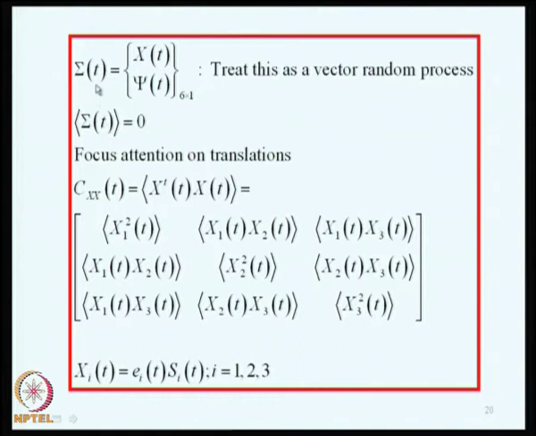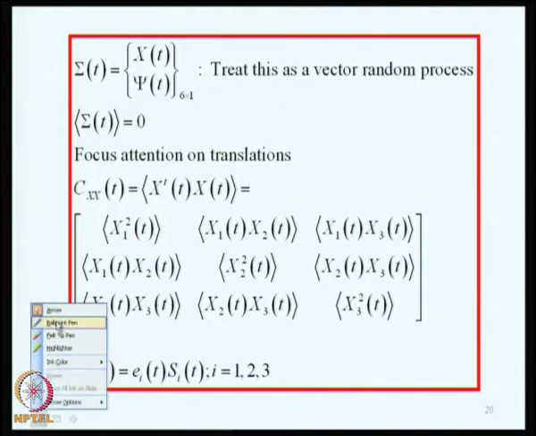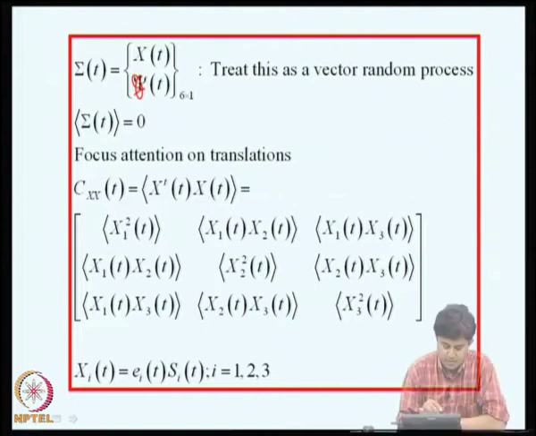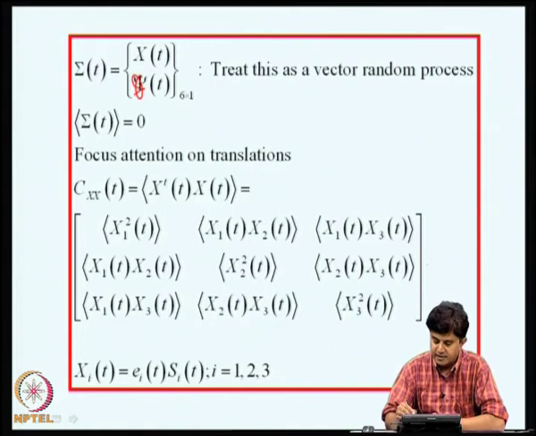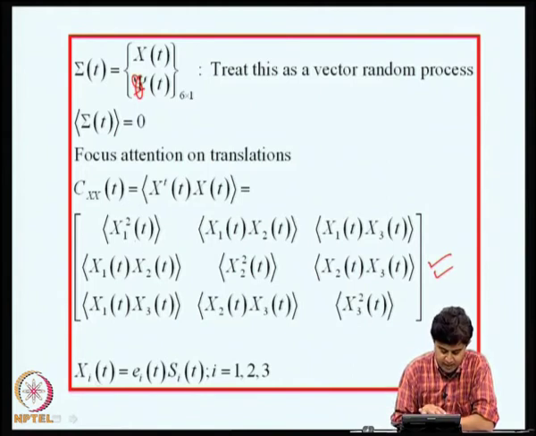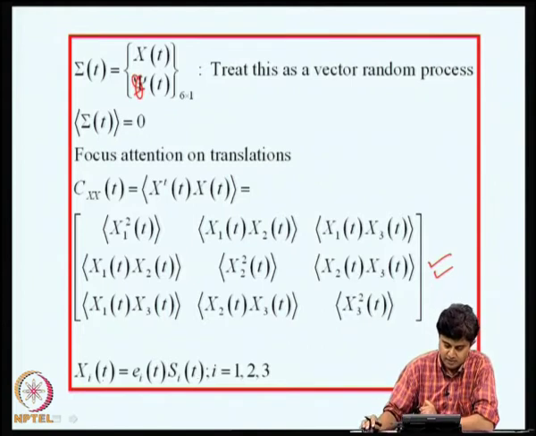So, a general approach would be to take x of t and psi of t to be a vector, say sigma of t, and treat this as a vector random process. The mean of this process we take to be 0, and suppose we focus attention on only translations, we can consider for instance the covariance at the same time t of these three components, and we get this 3 by 3 matrix which is symmetric. We could model each component x1, x2, x3 as a non-stationary random process Ei of t into Si of t, where i runs from 1, 2, 3. Ei of t is the deterministic envelope which imparts the non-stationarity trend to the signal, and Si of t is a stationary random process which has the requisite frequency contents observed in ground accelerations.